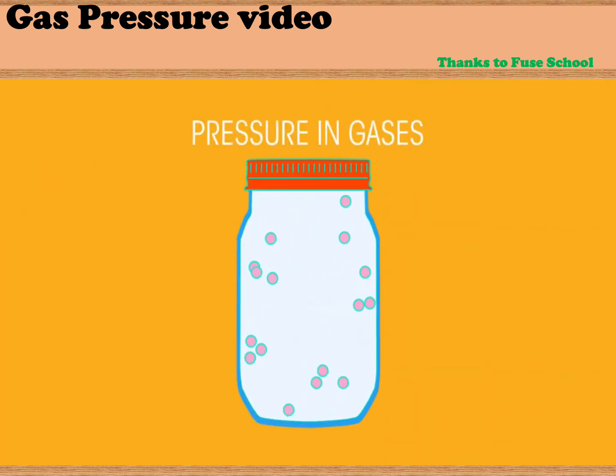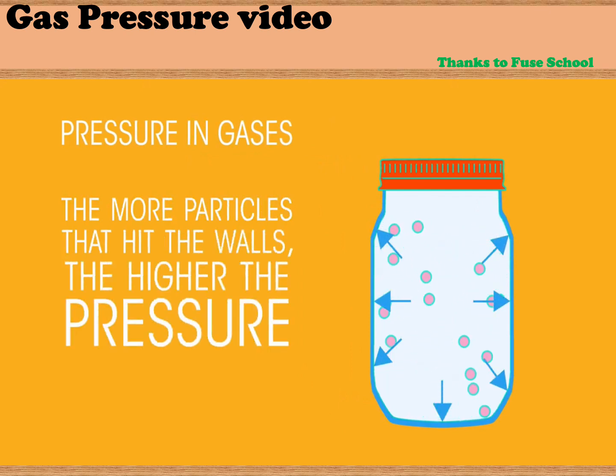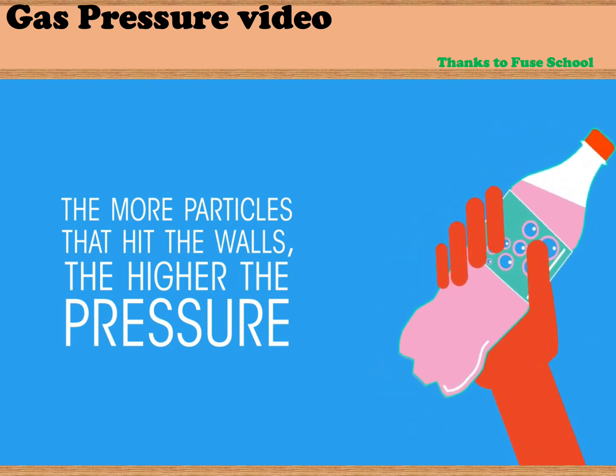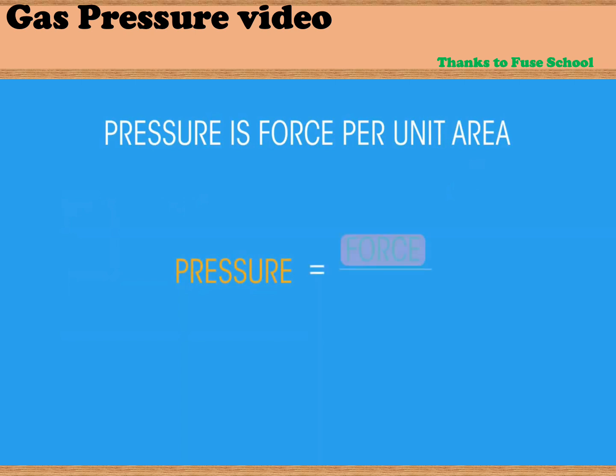Gases exert a pressure on any surface which they are in contact with. The more particles that hit the walls of the container, the higher the pressure. Like when you shake a Coke bottle, and as it fizzes, the bottle feels harder than before. This is the gas particles pushing against the plastic bottle. So we have the equation: pressure is force per unit area.